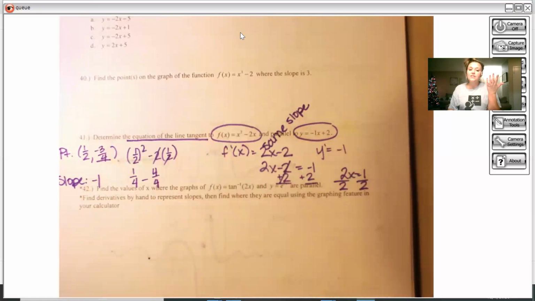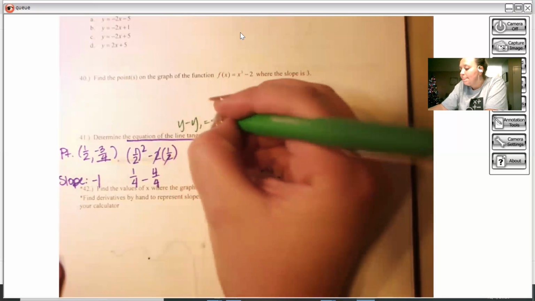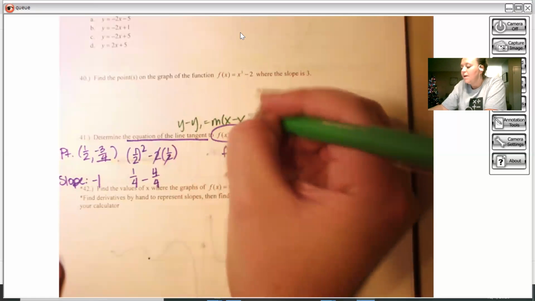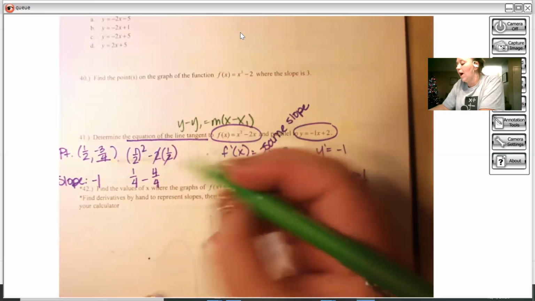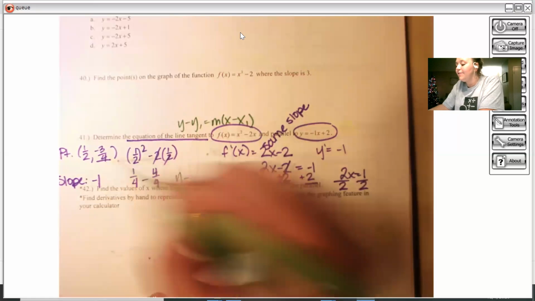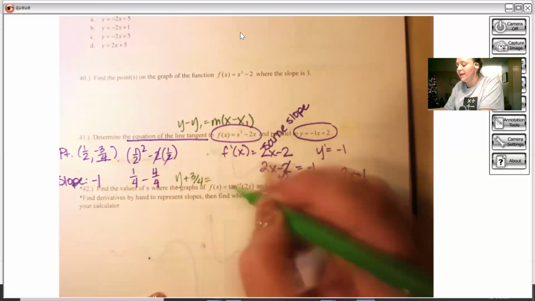And then those are the ingredients you need to write the equation of the tangent line, right? So let me switch colors here. Remember, the equation of a tangent line is y minus y1 equals m times (x minus x1). So I would have y minus -3/4, which would be a +3/4. My slope is -1, and then x minus 1/2. And that would be your answer.